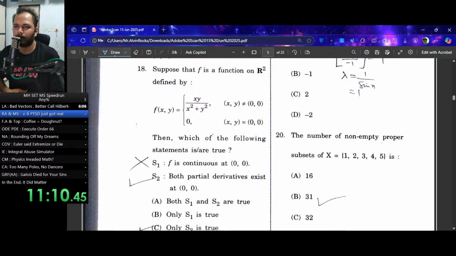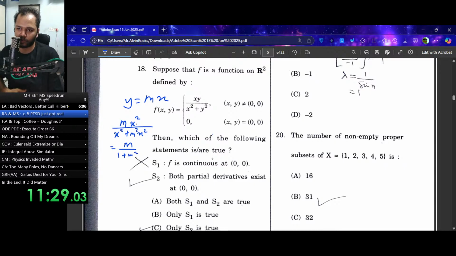Alright, for continuity, take y is equal to mx. So then mx square over x square plus mx square. So that will be m upon 1 plus m square, depending on m, so therefore not continuous.